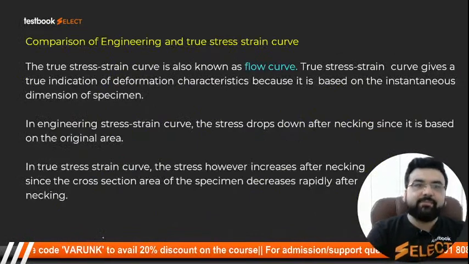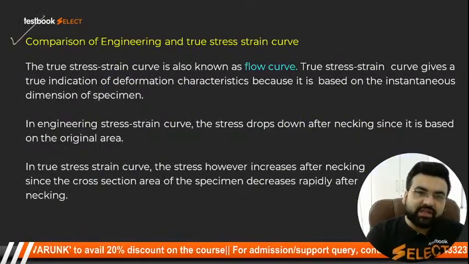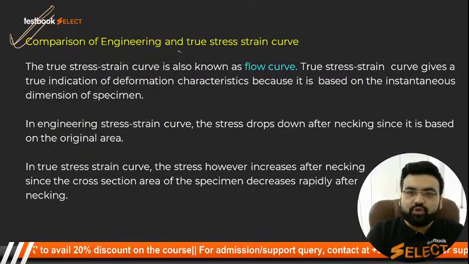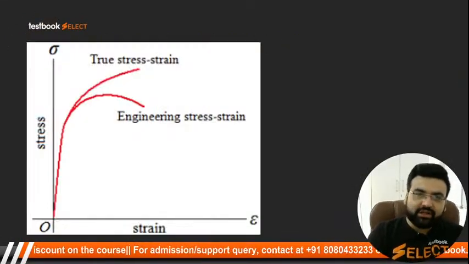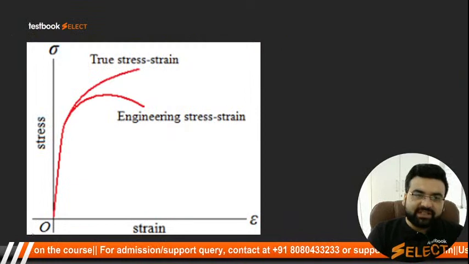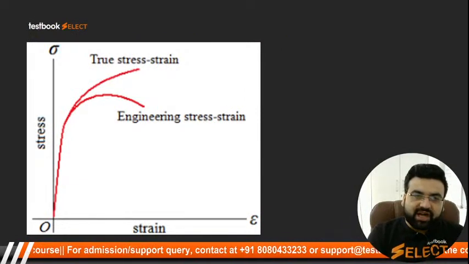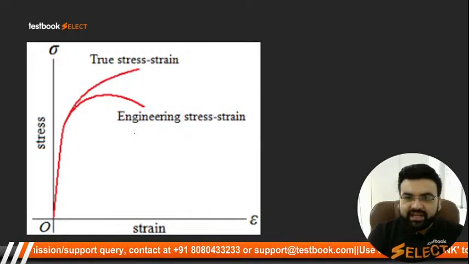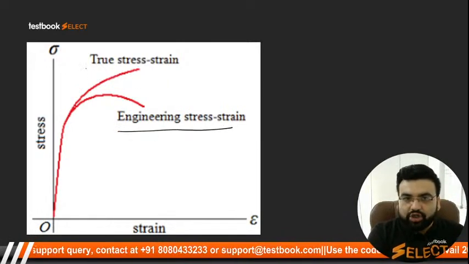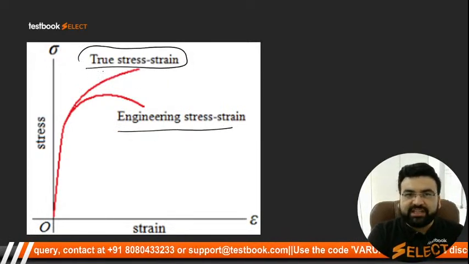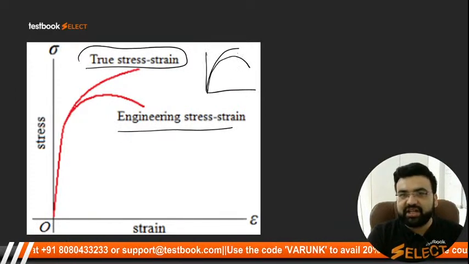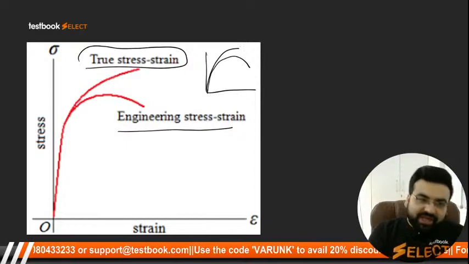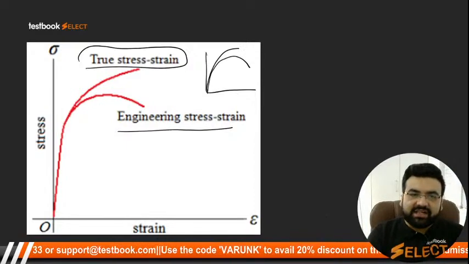So students, the next important thing is comparison of the engineering and the true stress strain curve. If you see this figure, what is happening is that the engineering stress versus strain curve has gone down and the true one has gone up. The true curve goes up like this and the engineering curve goes down like this. Why did this happen? Because of the definition.